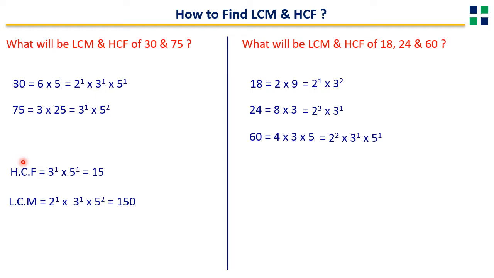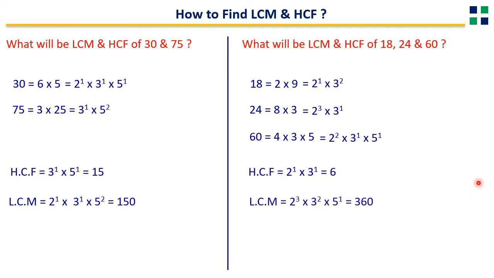into 3 into 5. Now when I want to find the highest common factor, obviously 2 is here, 2 is also here and 2 is also here. Okay, the common factor is 2. And second, 3 is here, also available here as well as here. So the highest common factor will be 2 into 3, that is equal to 6.